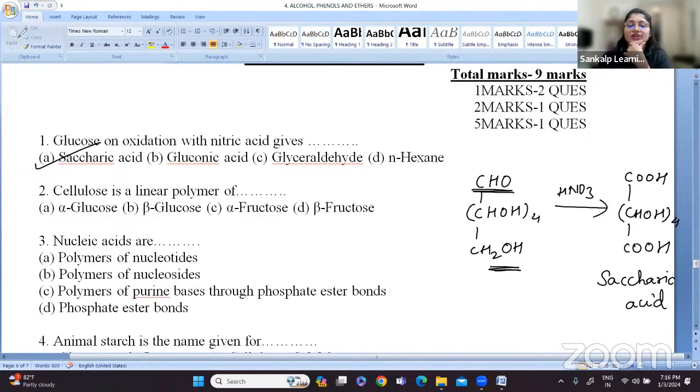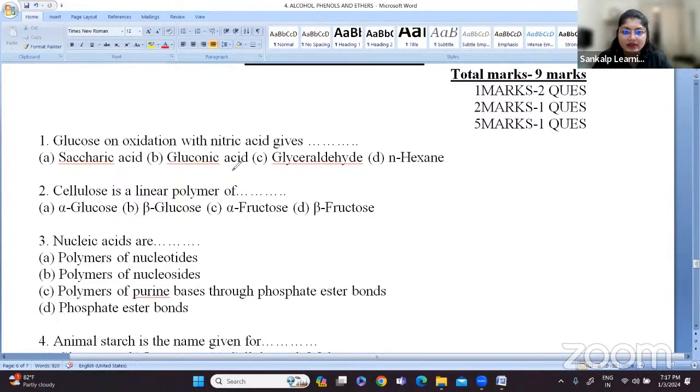Understood? So when you're treating it with concentrated nitric acid, both your aldehyde group as well as your primary alcoholic group are converted into the carboxylic acid group, that is COOH. So the product obtained is saccharic acid. Fine. Understood? So we'll move further. Next question.